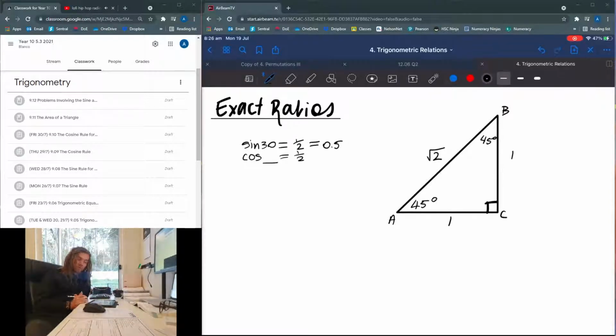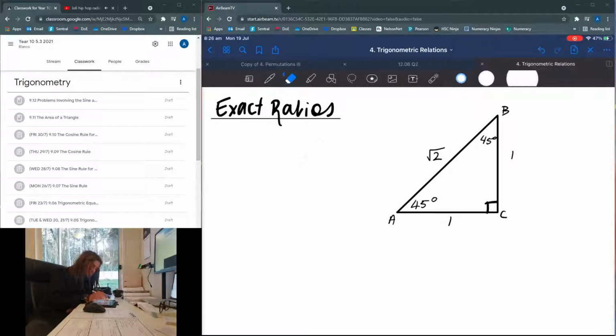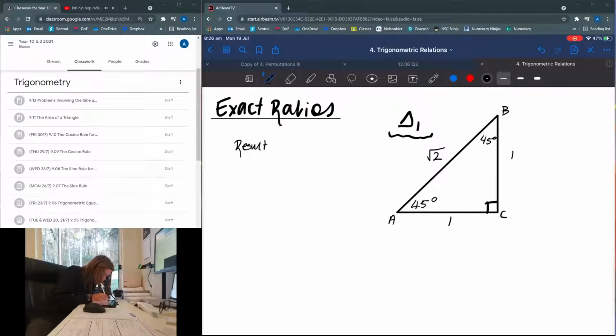Okay, now let me get rid of this. So this is like triangle number 1. Let's actually call it that. Triangle number 1. The results are as follows. And you might think these are kind of meaningless, and so far probably you're going to be right, but anyway. Alright, so I've got sine, cosine, and tangent. It doesn't really matter which one you pick, but I'm going to show you anyway. Let's start with A. So what's sine A, what's cos A, and what's tan A?